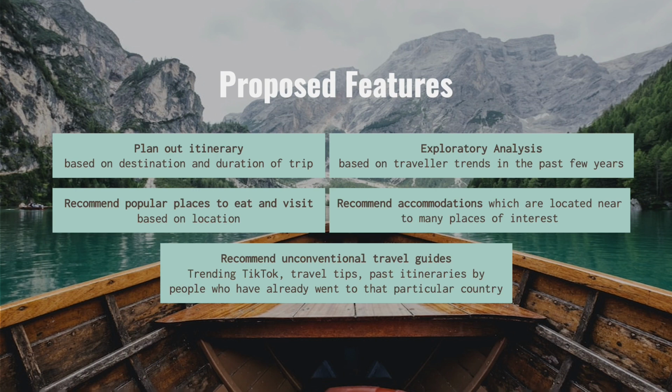The features include planning out itineraries based on destination and duration of the trip, performing exploratory analysis based on travelers' trends in the past few years, recommend popular places to eat and visit based on a location, and also recommend accommodations which are located near to many places of interest. And last but not least, recommend unconventional travel guides such as trending TikToks, travel tips, and past itineraries posted by people who have traveled to that country before.